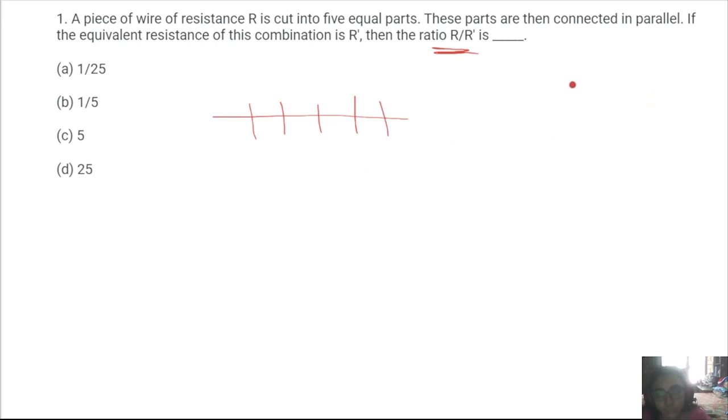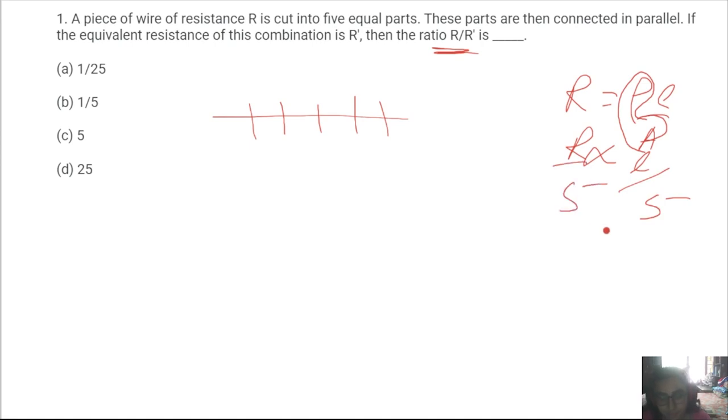Okay. So we knew R equals to rho L by A, or R is directly proportional to L if these two are kept constant. So in that way, if I have divided the length by 5, then the resistance also gets divided by 5. Okay. So now each piece has a resistance of R by 5. In such a case, if you then connect it to parallel, what will it be? It will be something like this, right?